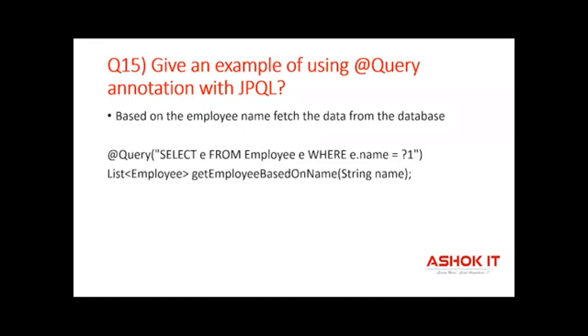This must be defined on top of an abstract method. See, I wrote one abstract method. This time the method name can be any name. And parameters, I have passed one parameter because ?1 is there. If 2 question marks are there, we have to pass 2.